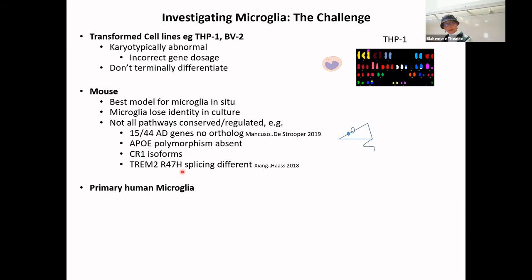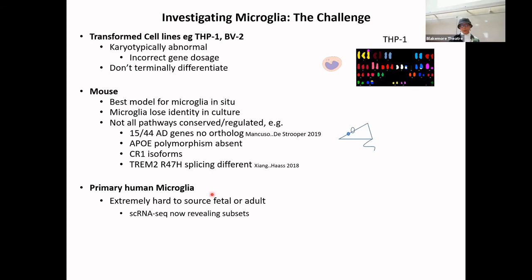So then we have human primary microglia. Well, they're very hard to source, obviously, because they're in the brain. You can obtain fetal microglia if you have access to abortuses. And adult microglia can be obtained through neurosurgery procedures, but they're pretty rare. But there's a study that I'll talk about in a little while where single cell RNA-seq from adult brain neurosurgery patients is now helping to reveal the different subsets of microglia that are present in the brain.